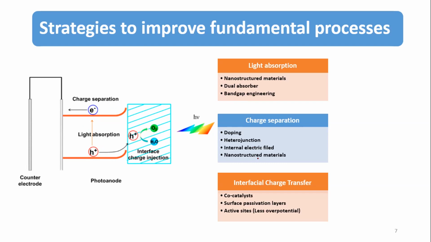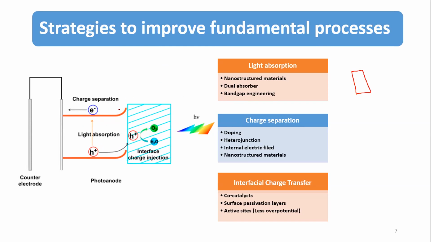And nanostructuring also plays an important role, because when you make a nanostructure, you have a high surface area to volume ratio. Through synthesis, you can optimize the diameter of the nanostructure so that it matches the diffusion length of your charge carriers. So in that case also, one can easily separate the photogenerated charge carriers.